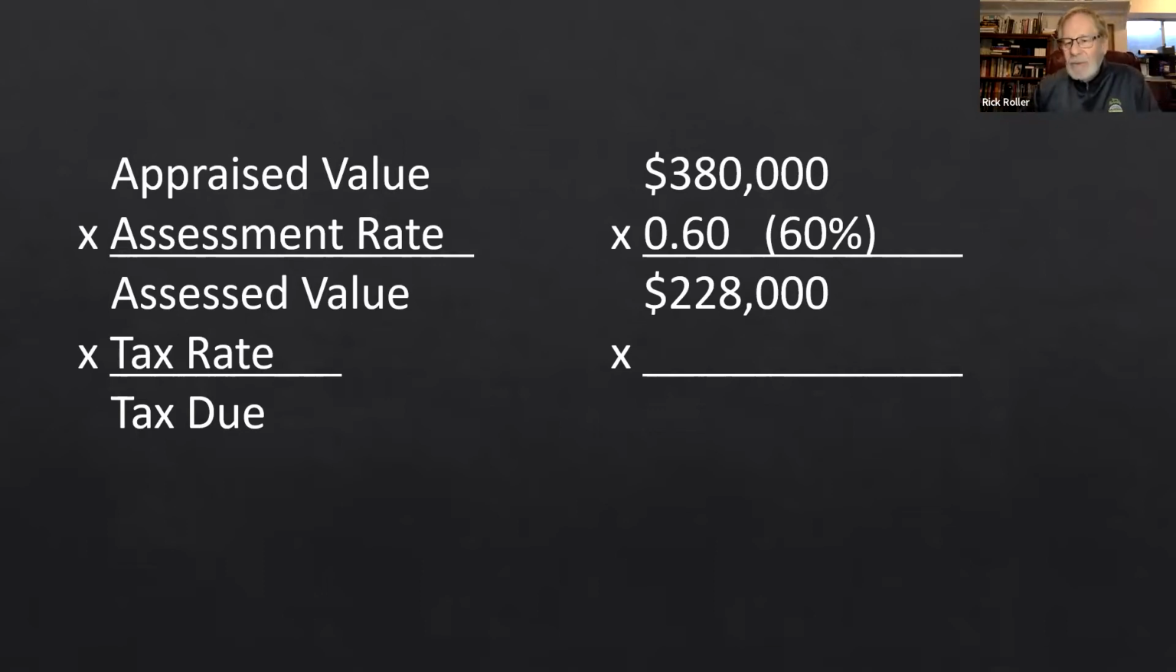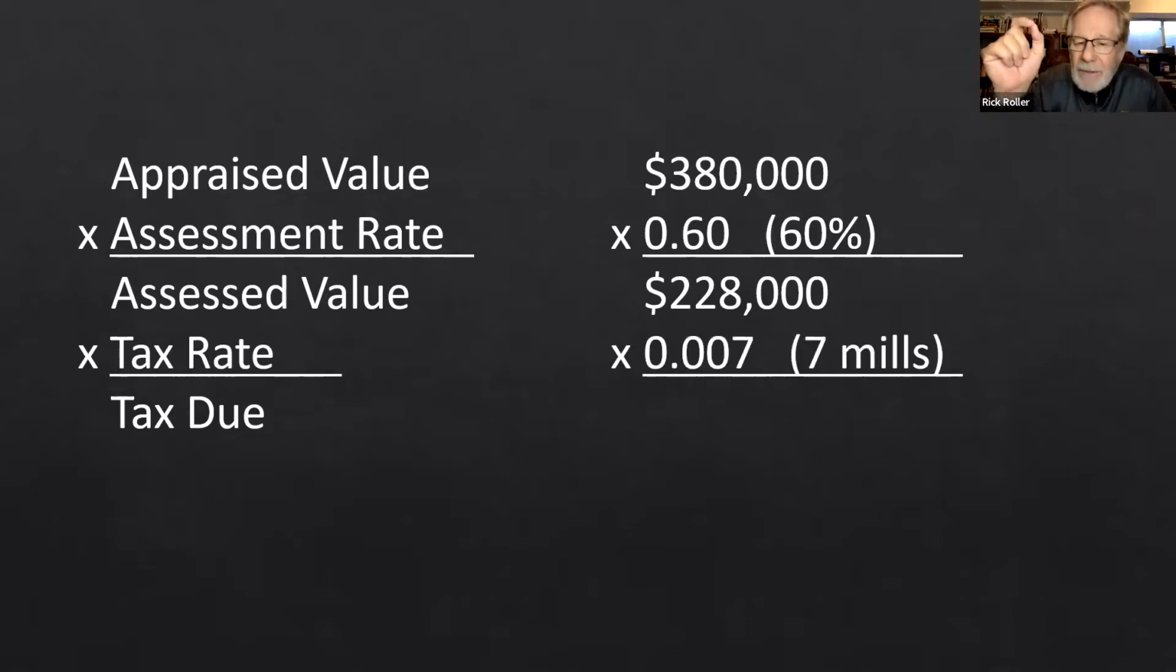Now, the tax rate was 7 mils. And remember, 1 mil is 0.001, so 7 mils will be 0.007, okay?